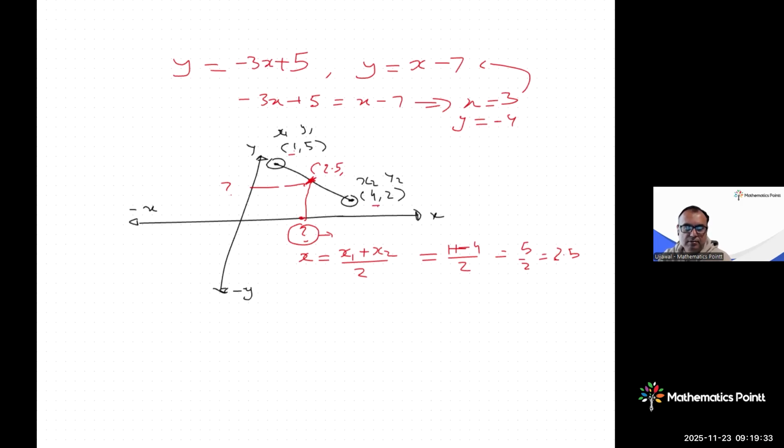How do you find the middle? 2.5. You add the 2 components and divide it by 2. That is precisely what I've just done.